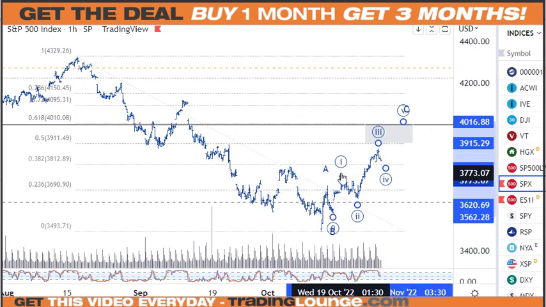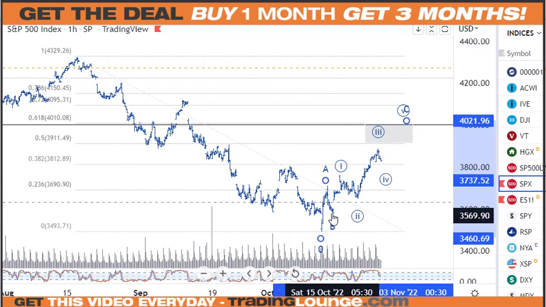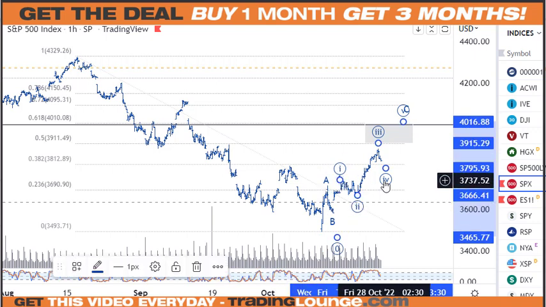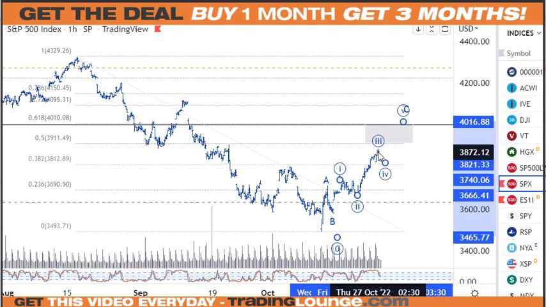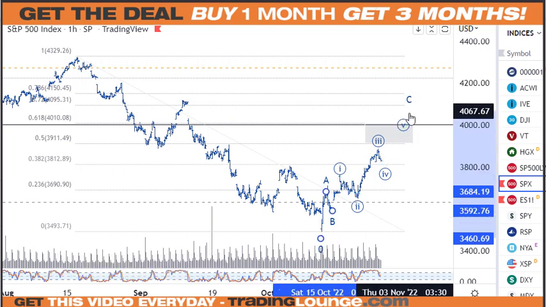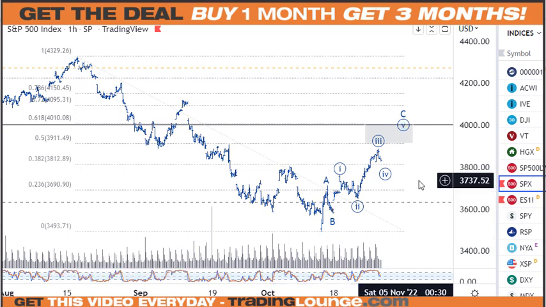So yeah, this would be the other count here. So we're looking at the A and the B here, and then 1 and 2 here, and this pullback that we're looking at now as a wave 4. So even though this is the S&P, stocks can be much the same as well in all of this. So these are the two counts. So in this one here, this would pull back.